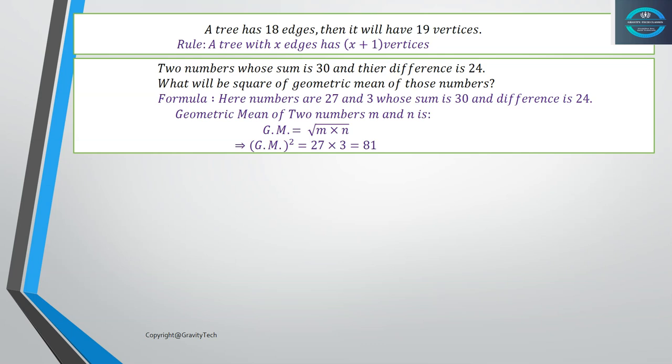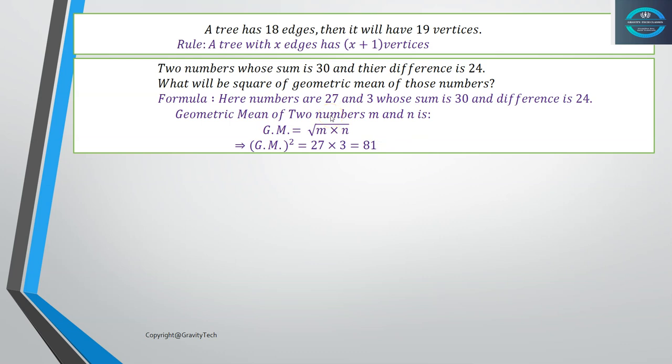So let's assume those two numbers are x plus y. So x plus y is equal to 30 and the difference is 24, so x minus y is equal to 24. When you add those two equations, y and minus y will cancel. 2x is equal to 30 plus 24, that is 54. So 2x is equal to 54, so x gives you 27. So what is the value of x? 27. So if x is equal to 27, y is 3, when you put that value in one of the equations.